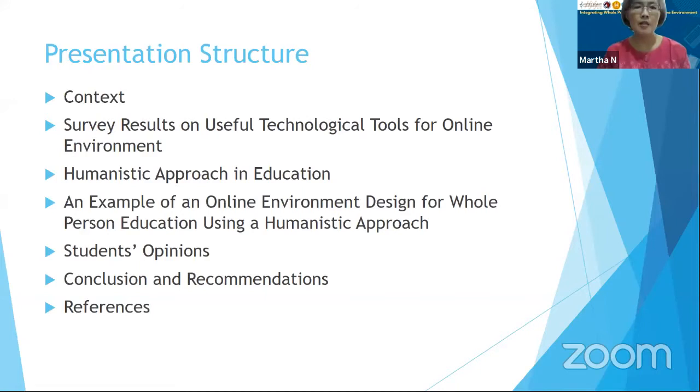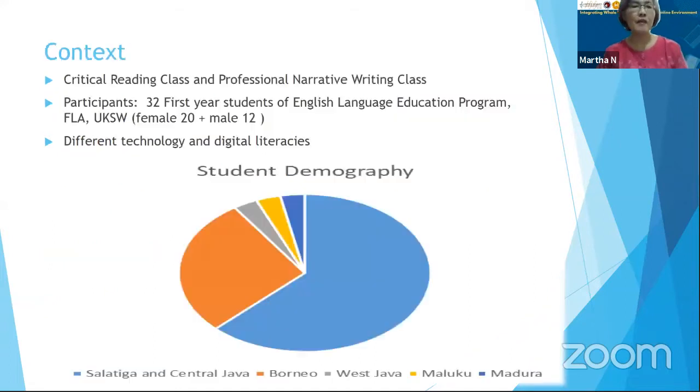My presentation structure: I will start with context, and then I will give small survey results on useful technological tools for online environment that I conducted at my faculty. And then humanistic approach in education, an example of an online environment design for whole person education using a humanistic approach, and then students' opinions, conclusion, and recommendations, and then references. So let me now start with the context.